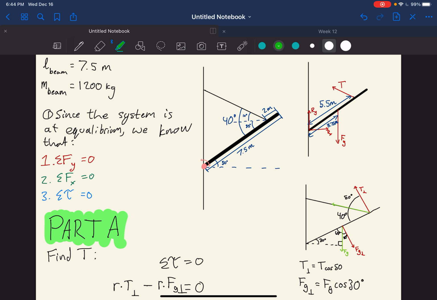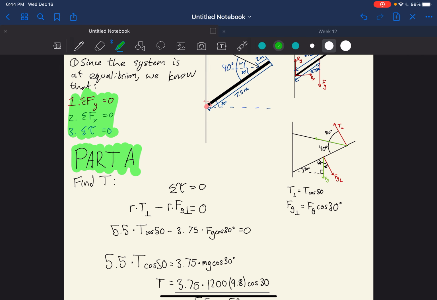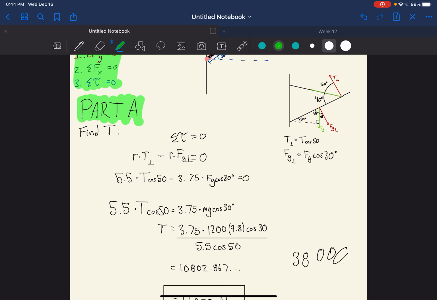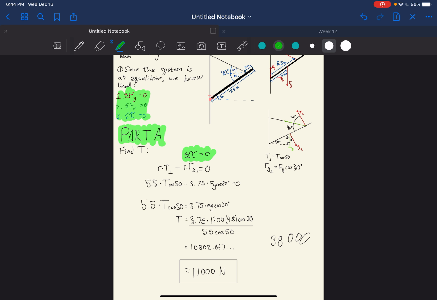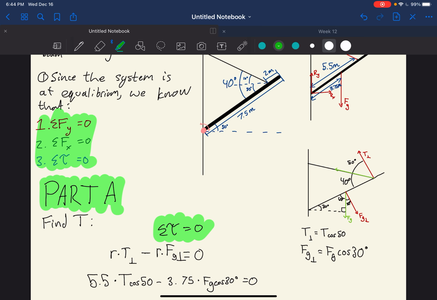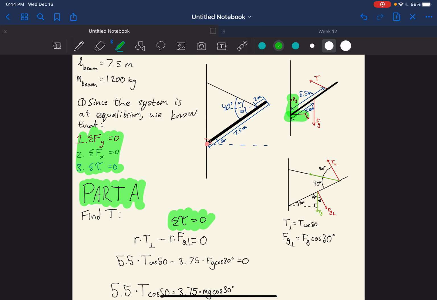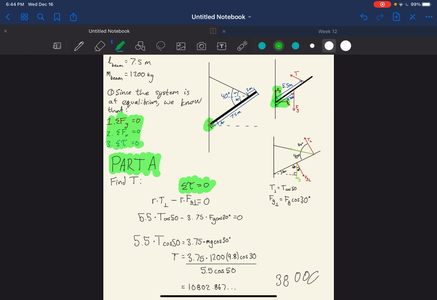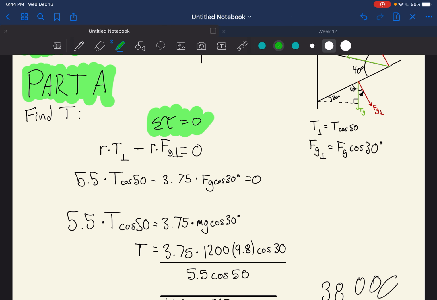First off, since the system is at equilibrium, we know that all three of these will be equal to 0. Part A asks us to find the tension. I chose to use this one because we did not know the reaction forces yet, and those are actually equal to 0 because the rotation is at this end of the beam. So we can just leave those out of this equation and find tension.